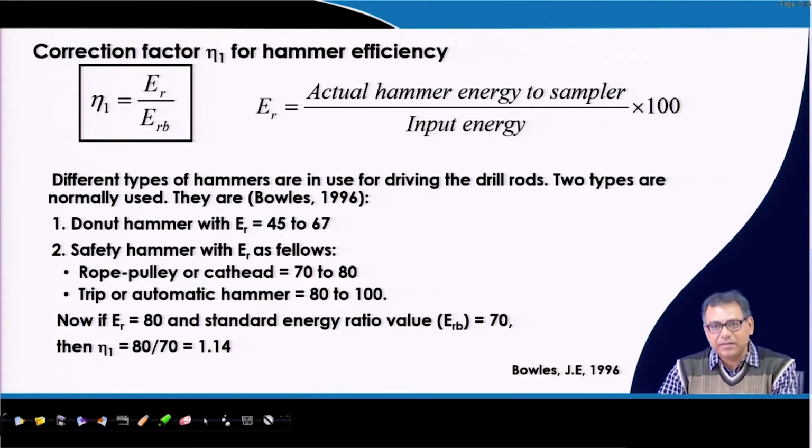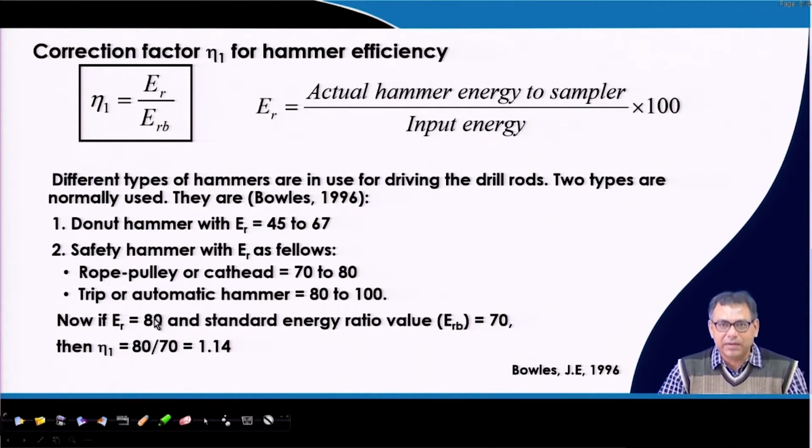Now, you want to express them in the less energy. If your energy is less, that means there will be more N value. So, that is why your correction factor will be more than 1. So, 80 by 70, that will be 1.14. That means ER is 80, ERB is 70. So, this is 1.14.